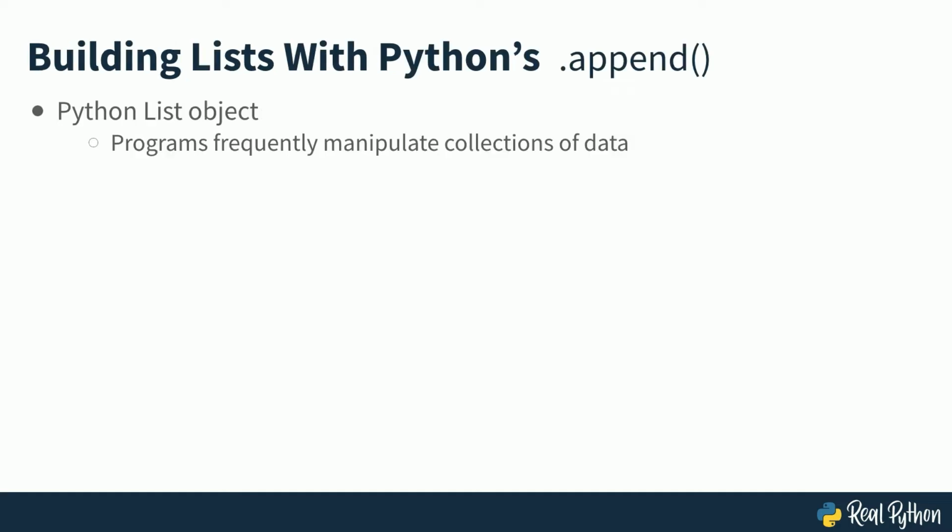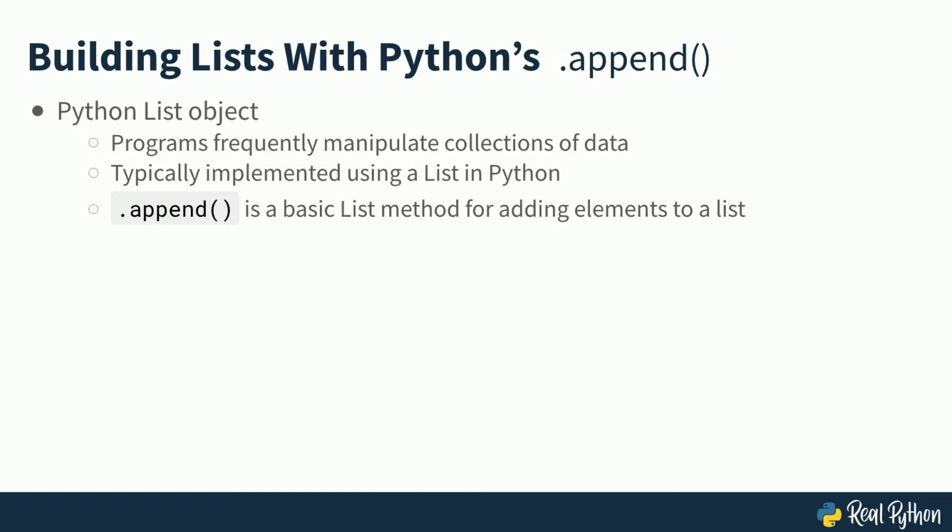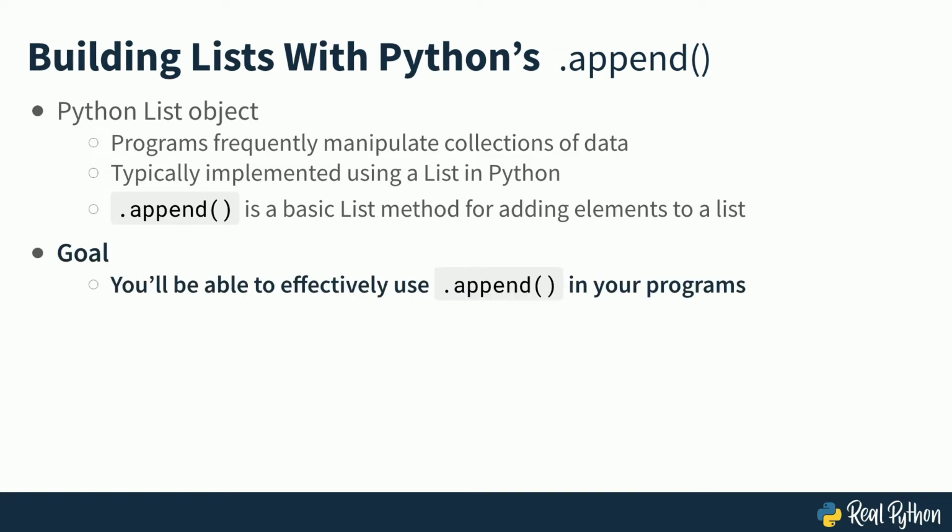To see why this is useful, let's start by looking at the Python list. As I mentioned, it's common for a program to work on collections of data. The list is one of the most common data structures used to store and access those collections in Python programs. And the append method is the primary way data elements are added to a list. So if you're wanting to learn how to properly and effectively use the append method, then this is the course for you.